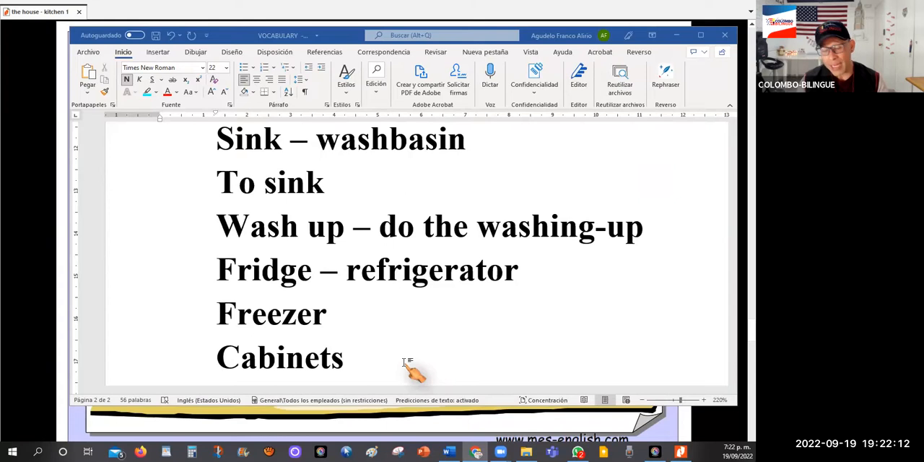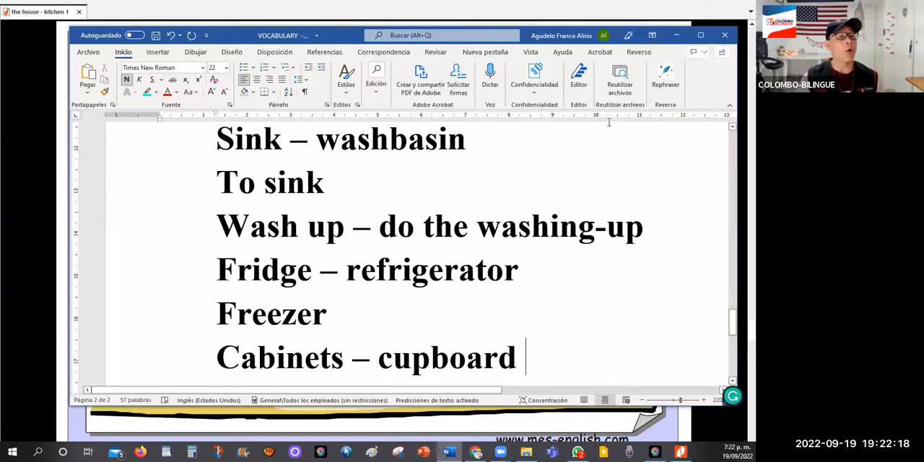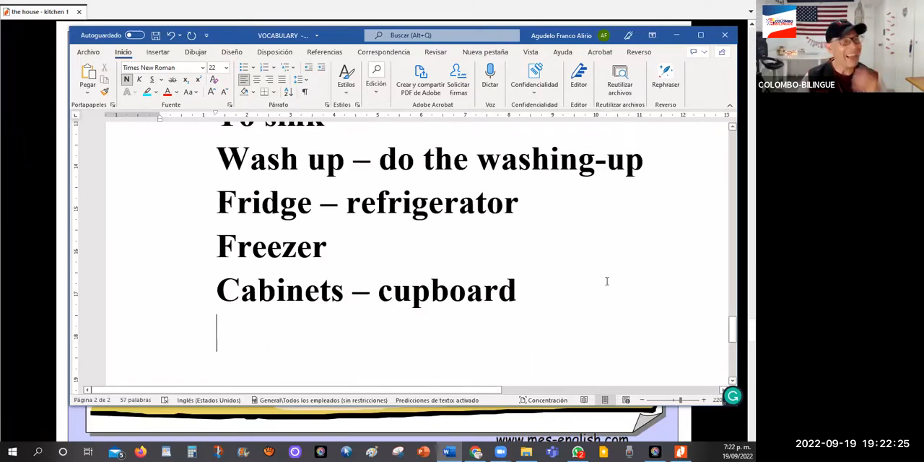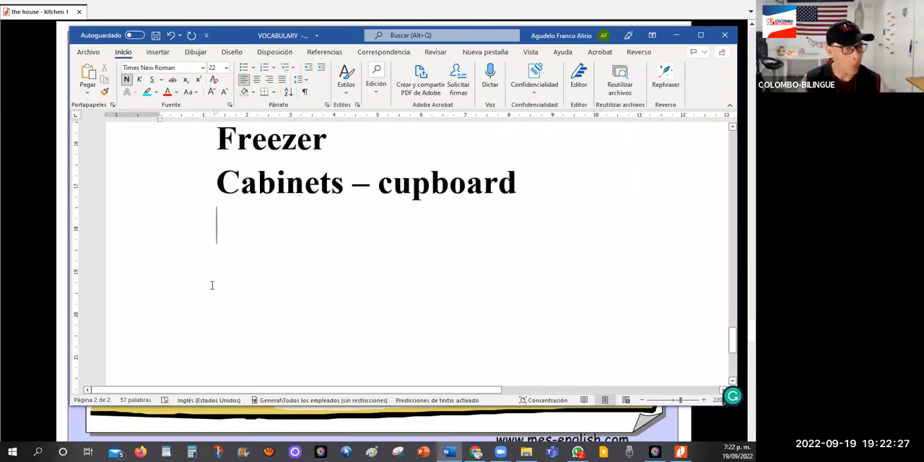Some other times people say alacena. Alacena. If you prefer to say alacena, you say cupboard. A cupboard is a cabinet. La alacena también es un gabinete, pero hay gente que le dice alacena y en inglés alacena se dice cupboard. All right? I remember, okay, when you think about a cupboard, it's actually where our grannies keep hiding the cookies. Ahí es donde nuestras abuelitas dizque esconden las galletas.